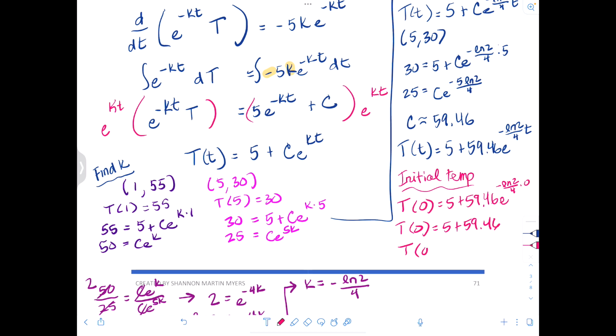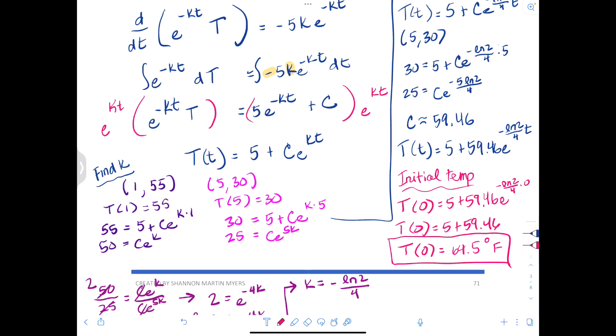And that initial temp then will be approximately 64 point, we'll just go to the nearest tenth, 64.5 degrees Fahrenheit is that initial temp. Cool, cool?